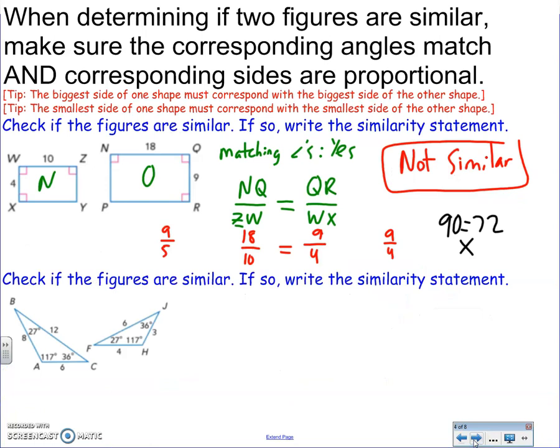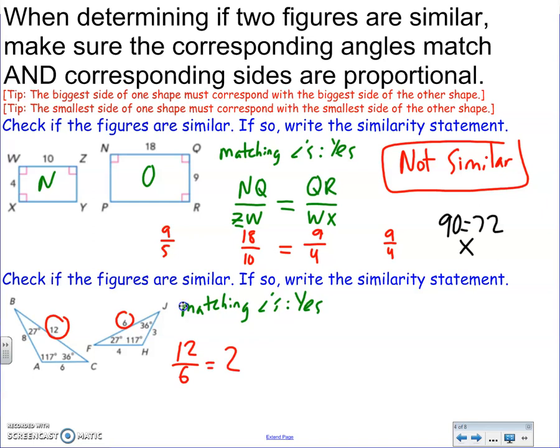Next problem. Check if the triangles are similar, and write the similarity statement. One, are the angles the same? 27, 117, 36, 27, 117, 36. Yeah, matching angles, good. Now we have to check all the sides. I'm going to do one at a time. For the 117 degrees, it goes to 12. I like pairing them, so the biggest number goes to the biggest number, because the biggest angle is across from the biggest number. So 12 divided by 6 is 2.